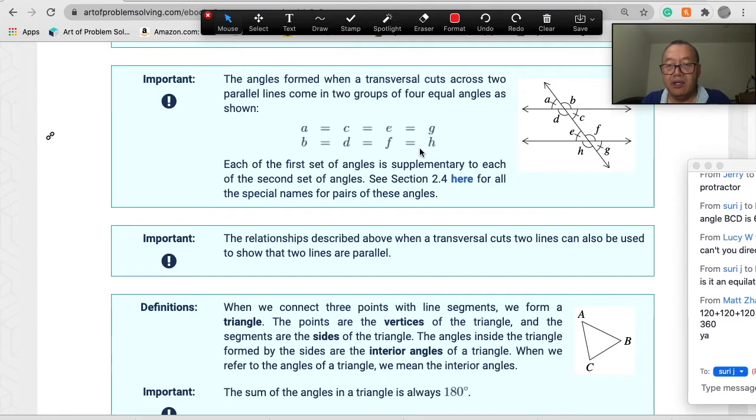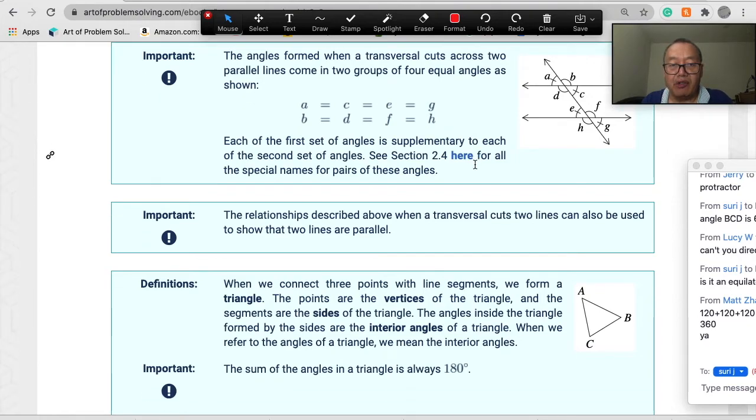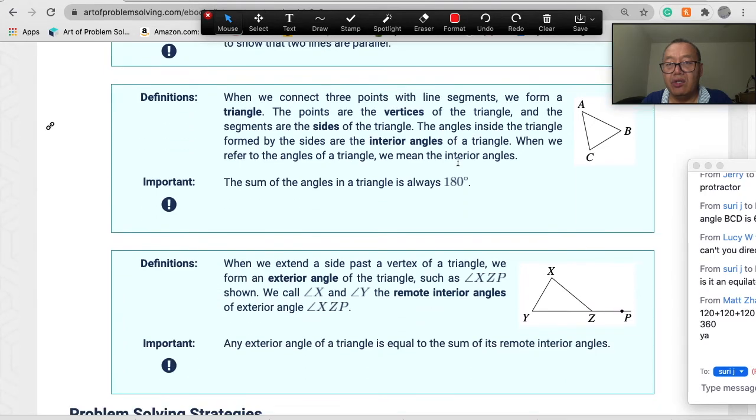Okay. Then later we learn triangles. A triangle has 3 angles. The key point is that the sum of these 3 interior angles of a triangle equals 180 degrees.